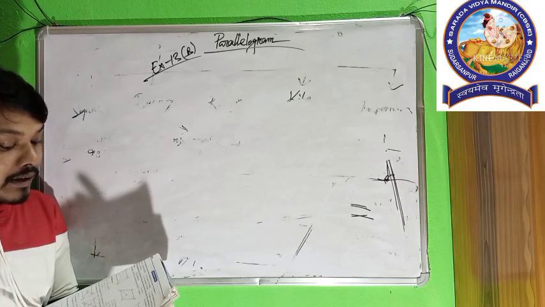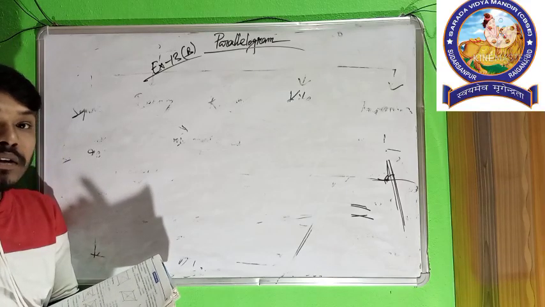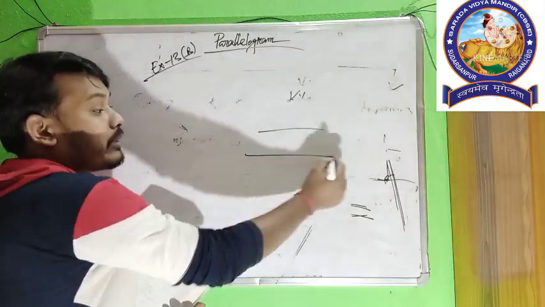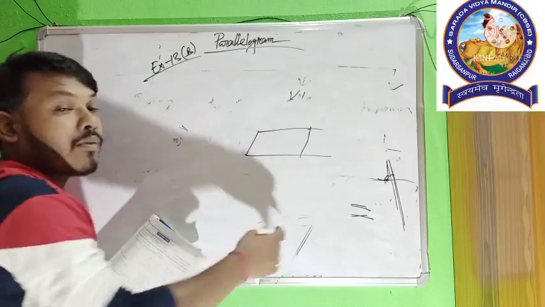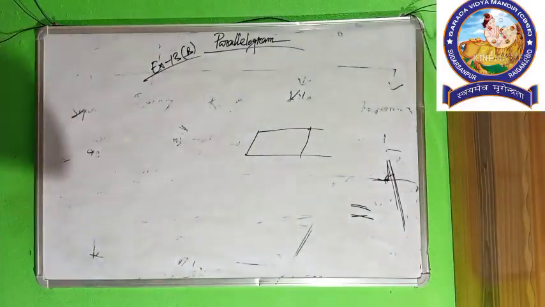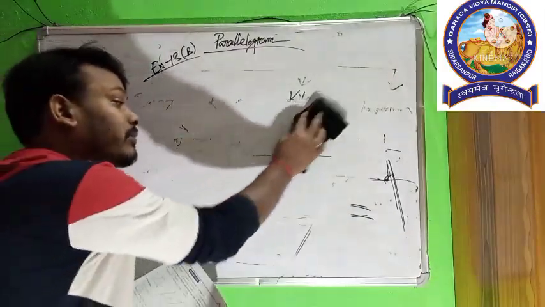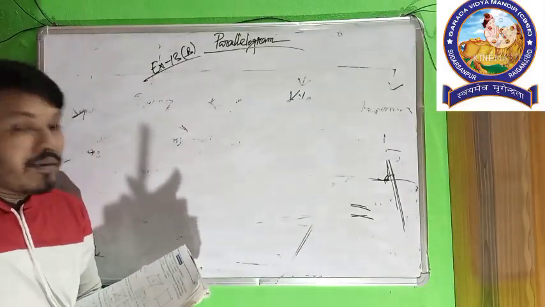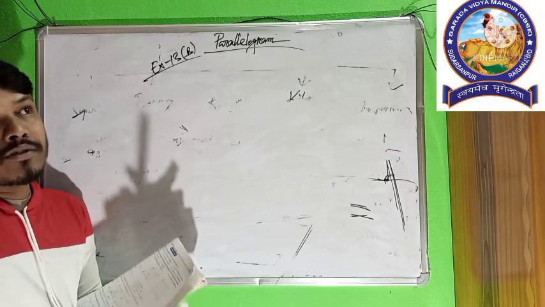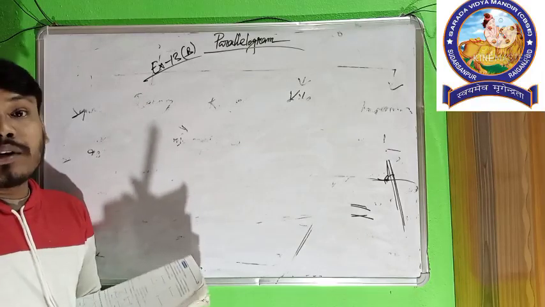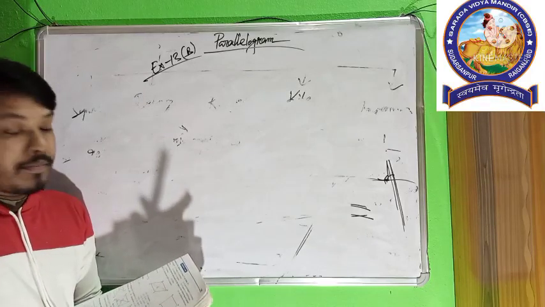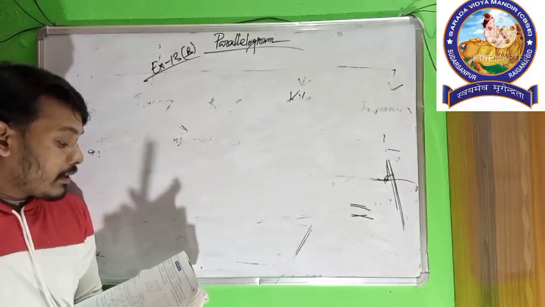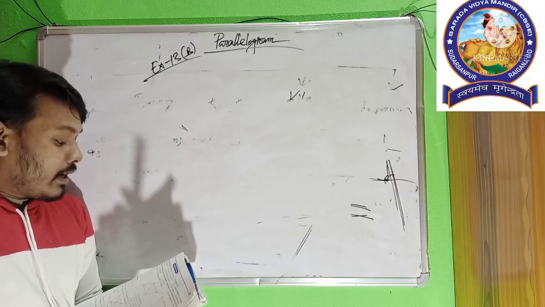A parallelogram is a rhombus. No, in a parallelogram all sides may not be equal, but in a rhombus all sides are equal. So a parallelogram is a rhombus is a false statement. A square is a rhombus. Yes, in the case of a rhombus all sides are equal, only one condition. So in a square also all sides are equal. So we can say that a square is a rhombus.